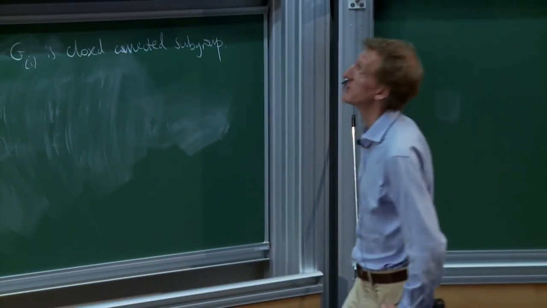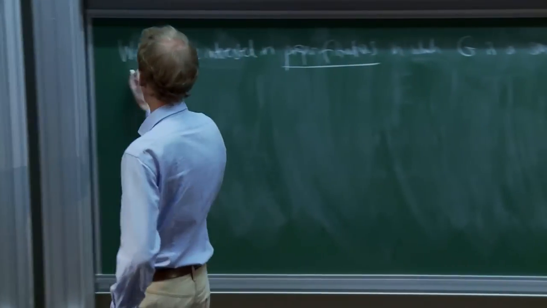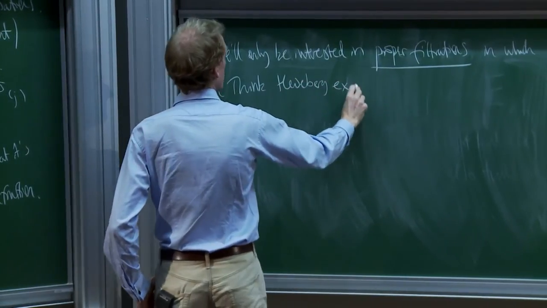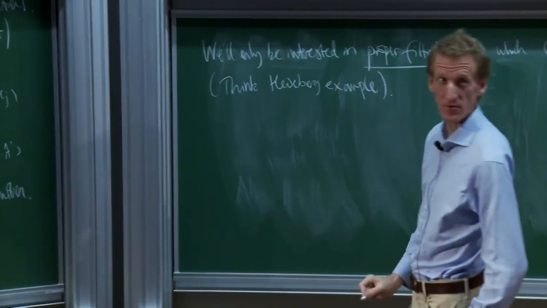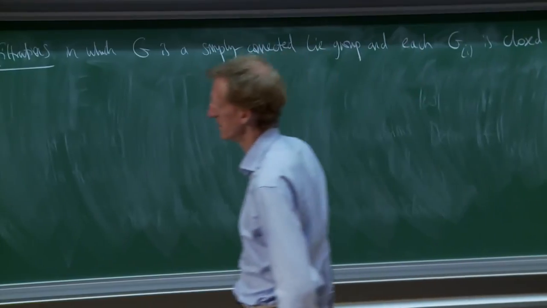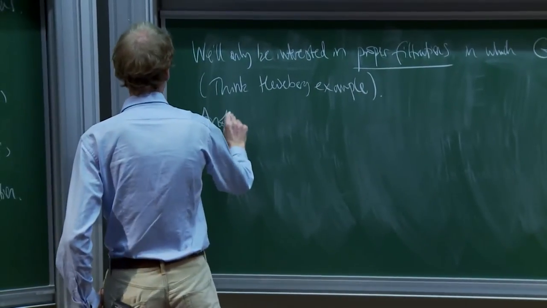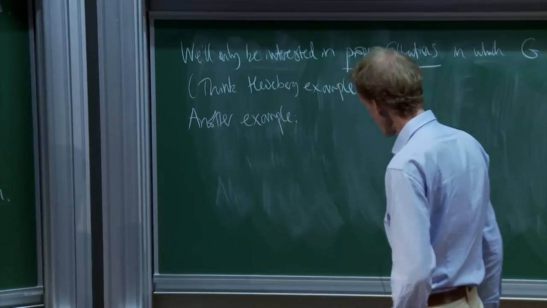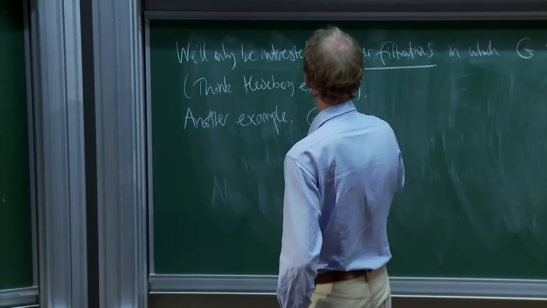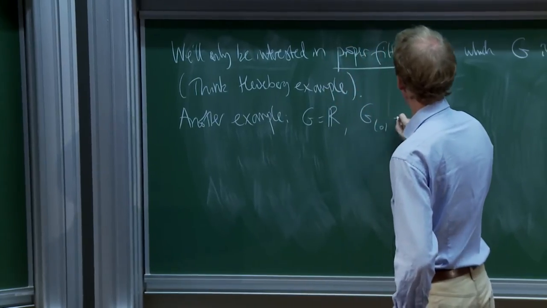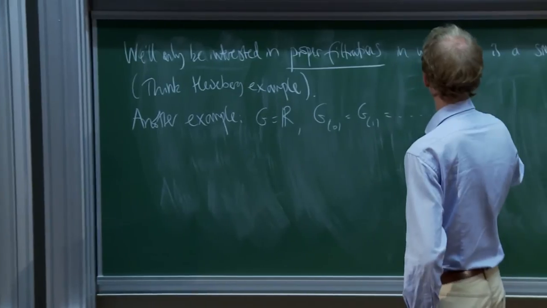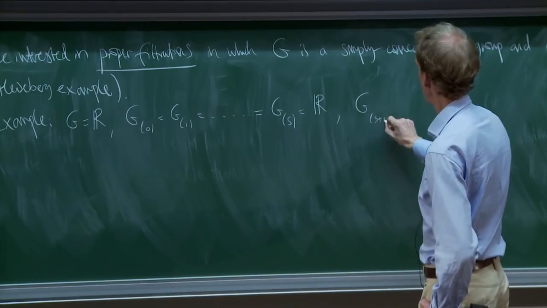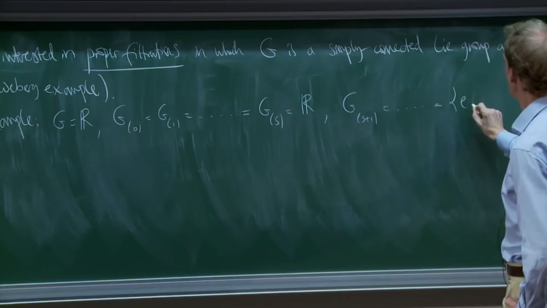So the Heisenberg example that I showed you before is definitely of that type. So think Heisenberg example. Actually, let me give you another example. This is a pretty trivial example, but I'll mention it again later. Another example would be to take G to be R, and G_0 equals G_1 equals G_s equals R, and then G_{s+1} and all higher terms to just be trivial.